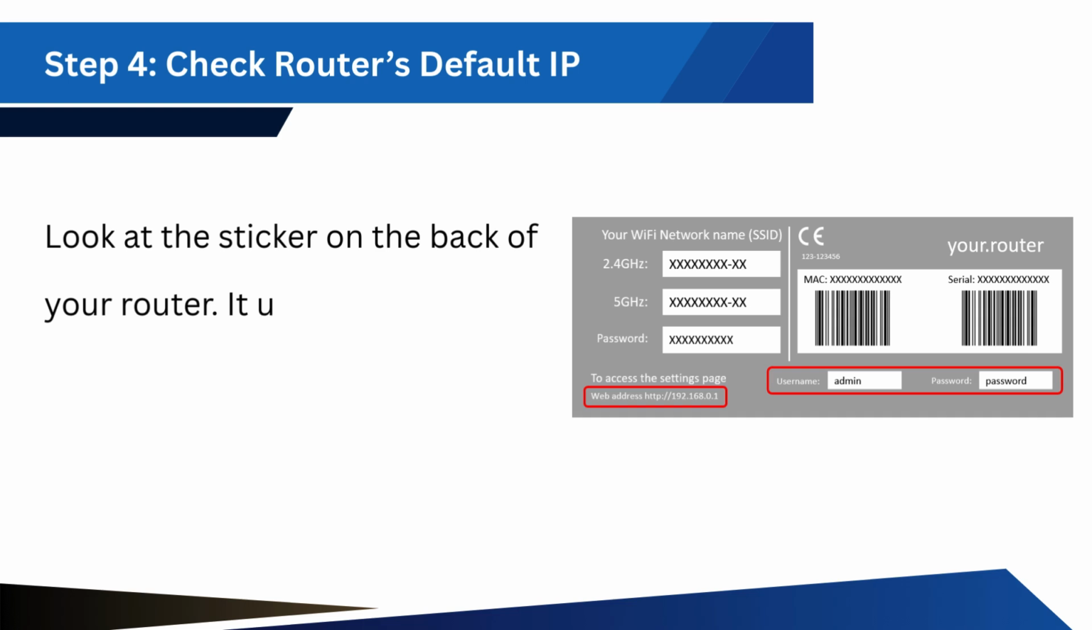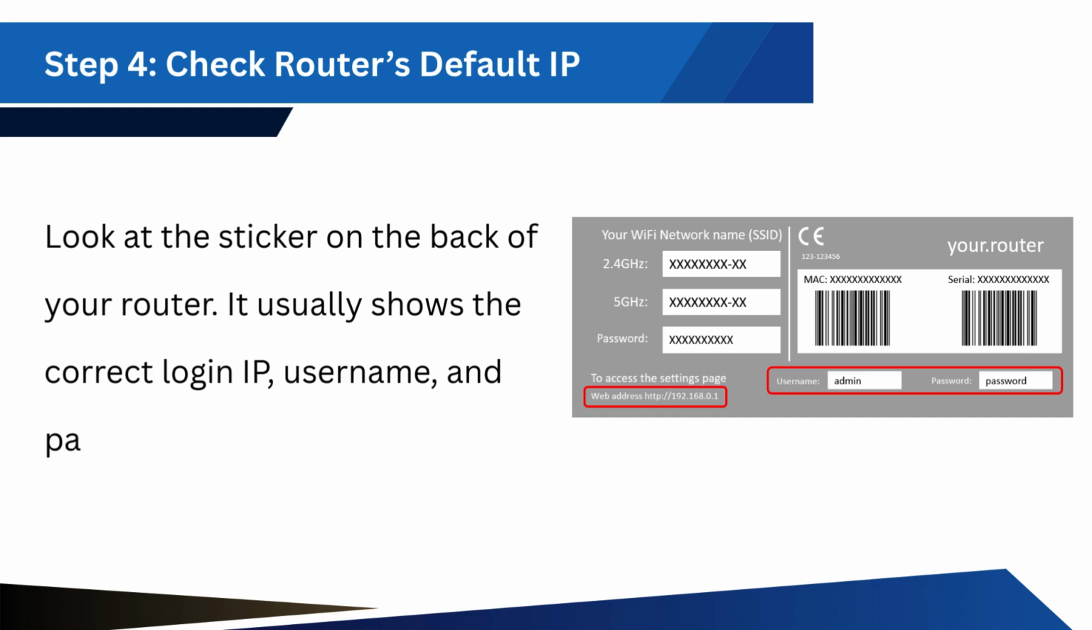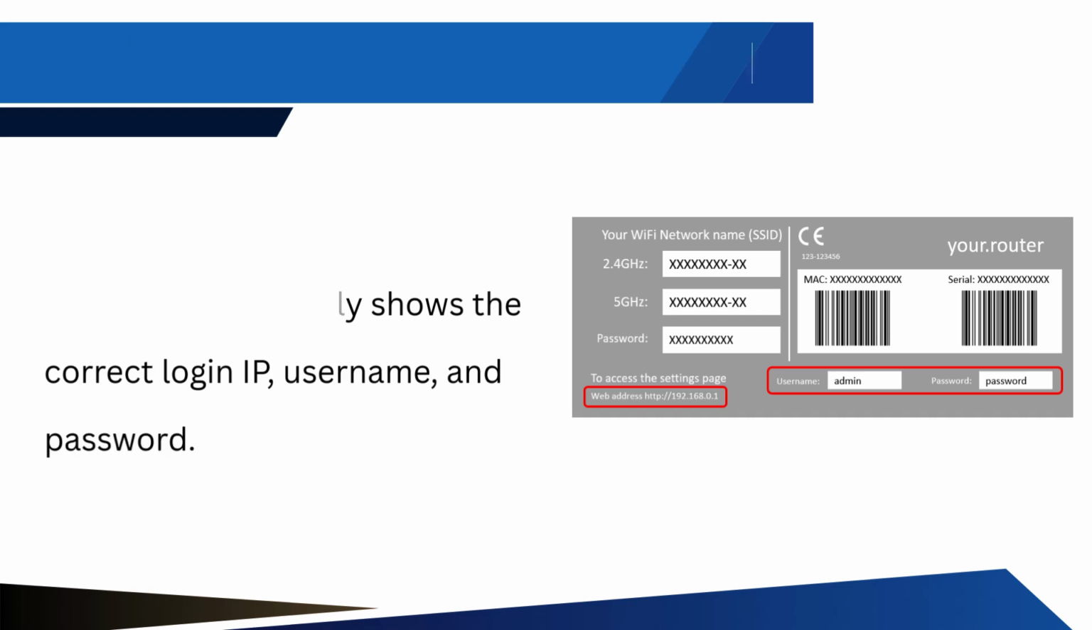Step 4. Check router's default IP. Look at the sticker on the back of your router. It usually shows the correct login IP, username, and password.